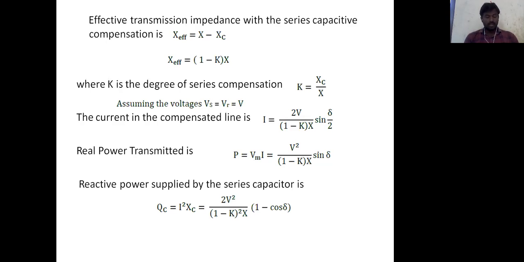So here XC may be selected such that XL minus XC does not become negative, so that delta V equals 0. The ratio of XC by XL is called the compensation factor. When this compensation factor is expressed in terms of percentage, it is known as the percentage compensation.